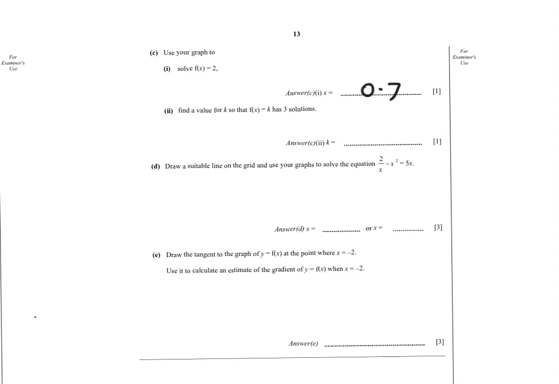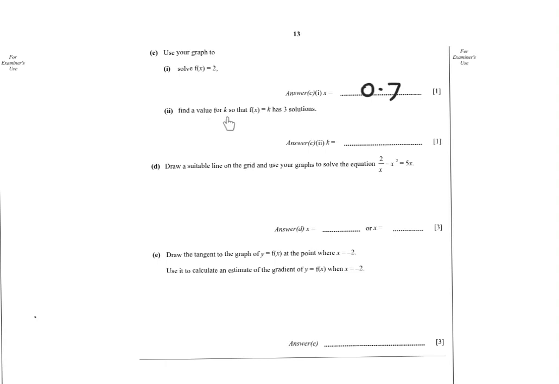Next one, find a value of k so that f(x) equals k has three solutions. If f(x) equals k, this means y equals k, so I need to draw a horizontal line that intersects the curve at 3 points. So I need a horizontal line that intersects the curve at 3 points.